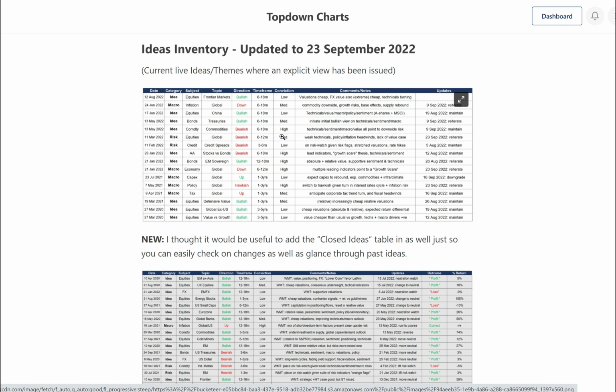So the first one here, this is all the current live ideas or themes where an explicit view has been issued. And I will note this, I don't put a specific idea in here when I've done something that's just more researchy and exploratory, very interesting and useful, but nonetheless not a clear actionable idea. But as you can see, there are many actual actionable ideas here. So, for example, commodities being bearish since May, which turned out to be a pretty good one actually.